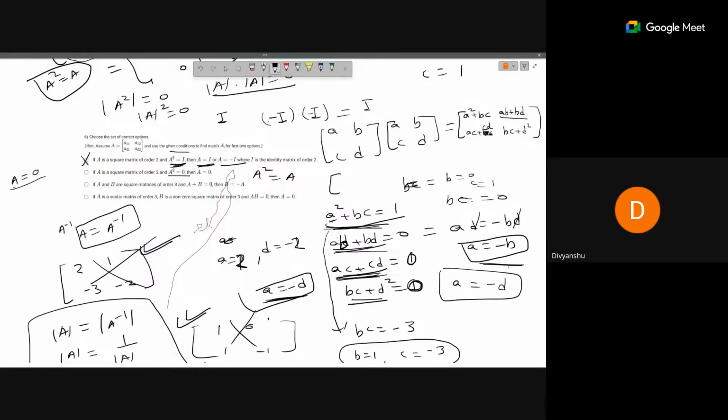If you want a matrix, then it would be 0 1 and 0 0. Then we solve this equation, and we get all 0 values. There can also be the matrix 1 minus 1, 1 minus 1. So this is a counter example for this. This is also satisfying: whenever we square this matrix, we get 0, right? So it is not necessary that A must be 0.